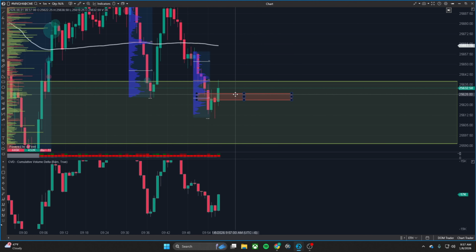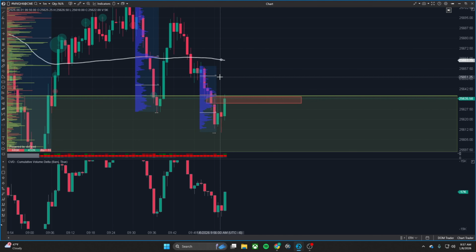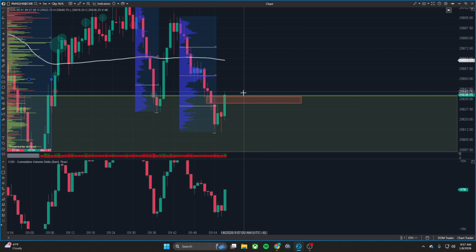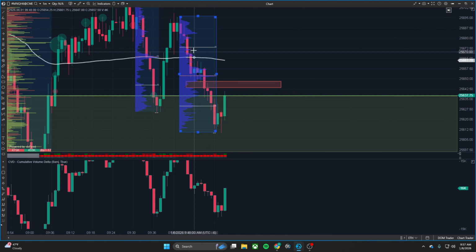Another one here. Another low volume node here. A lot of low volume up here actually. And I'm gonna take this swing and make it the whole swing here. So we have a big low volume spot here. A lot of low volume up here.